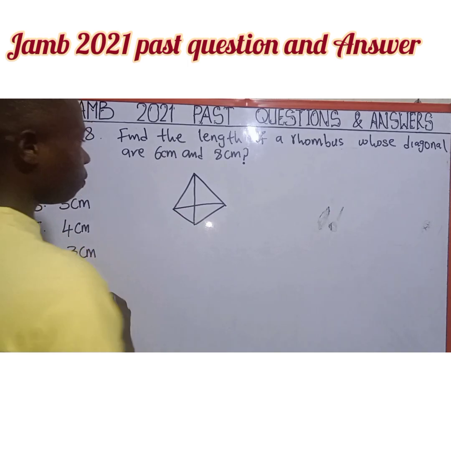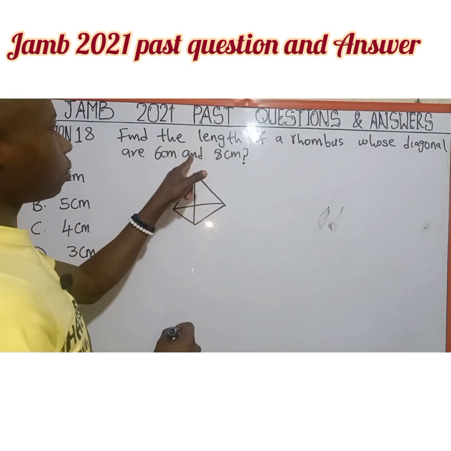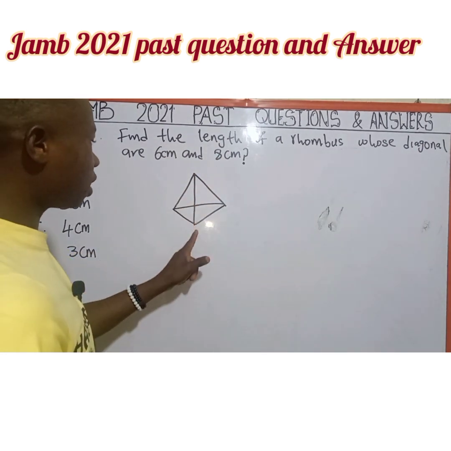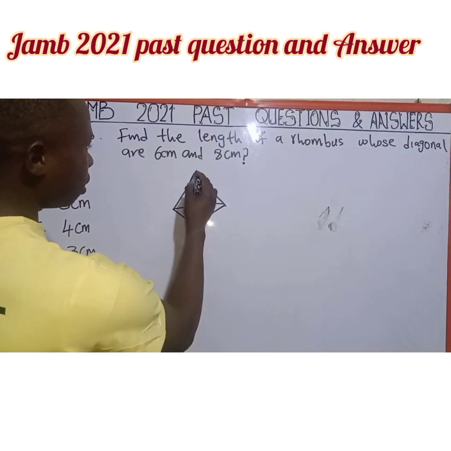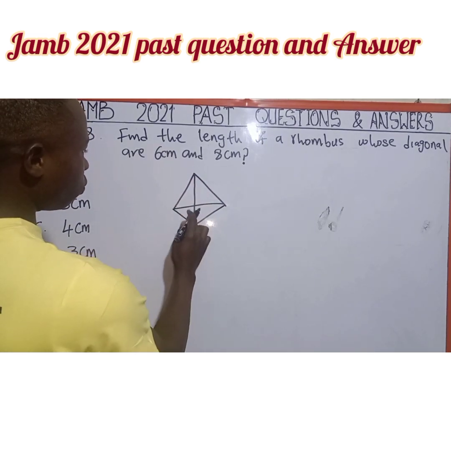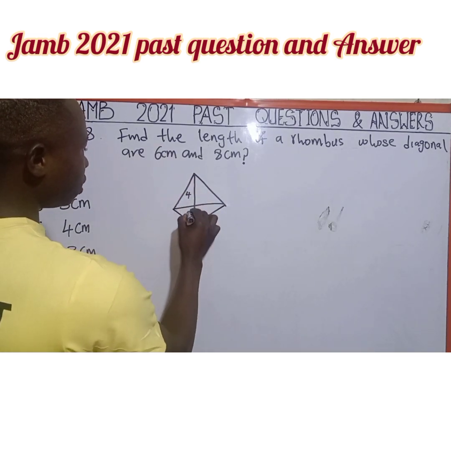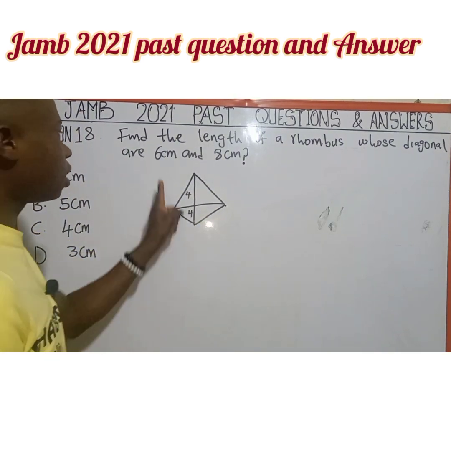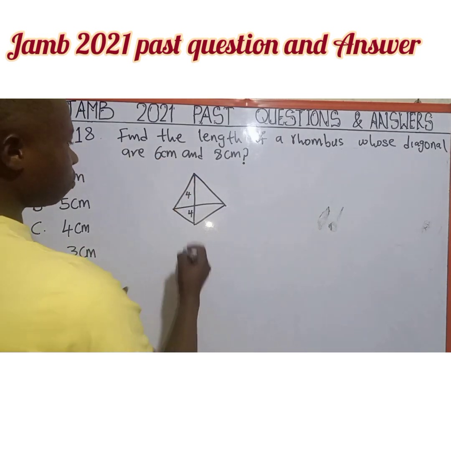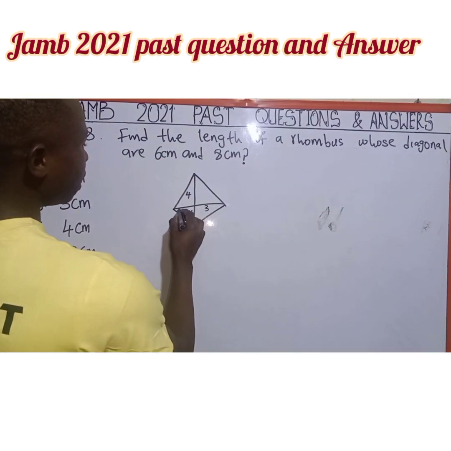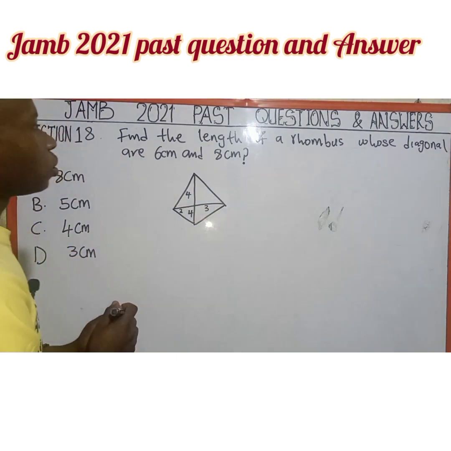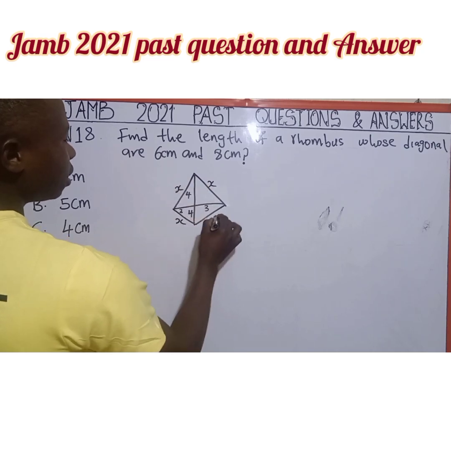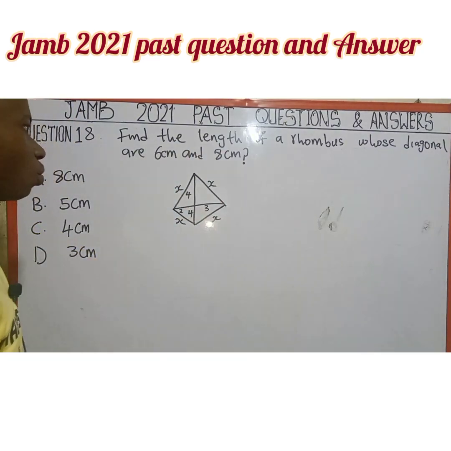So this is the rhombus, and they say the diagonals are 6 centimeter and 8 centimeter. This is the longest diagonal, it should be 8 centimeter. Remember, this half is equal to this half, so we are going to have 4 centimeter here, 4 centimeter here. If you add them together, we have 8 centimeter, and the other diagonal is 6 centimeter, so we have 3 centimeter here, 3 centimeter here. They said we are looking for the length, and remember these sides are equal to each other.